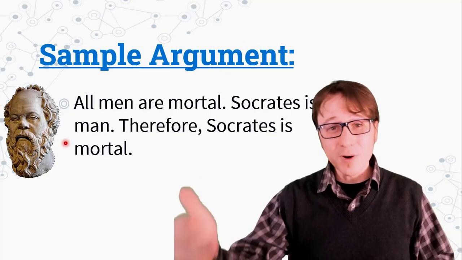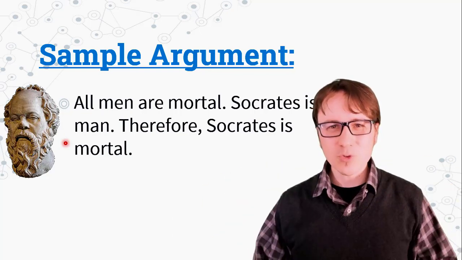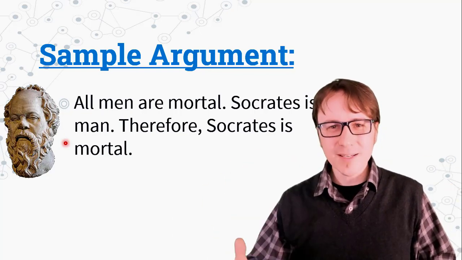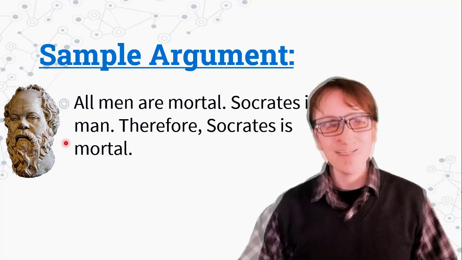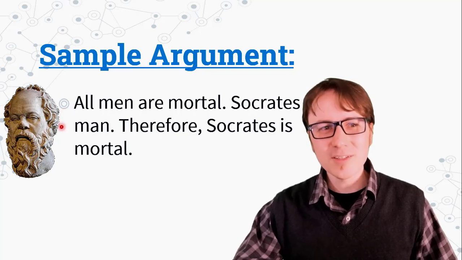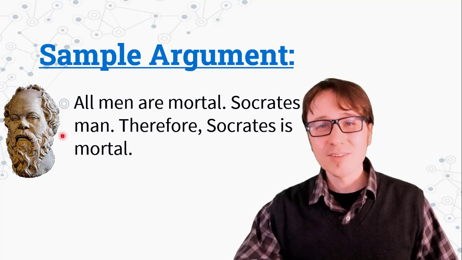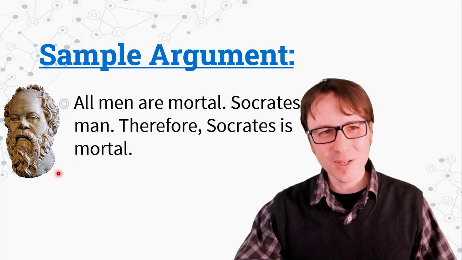So let's look at a sample argument here. This is a classic example argument that's been in logic books for hundreds of years. I don't know what the original source for this particular sample argument is. If you happen to know, let me know in the comments. It's been around for a while. So the simple argument here is: all men are mortal. Socrates is a man. Therefore, Socrates is mortal. Well, who's Socrates? Well, that's a story for another video.